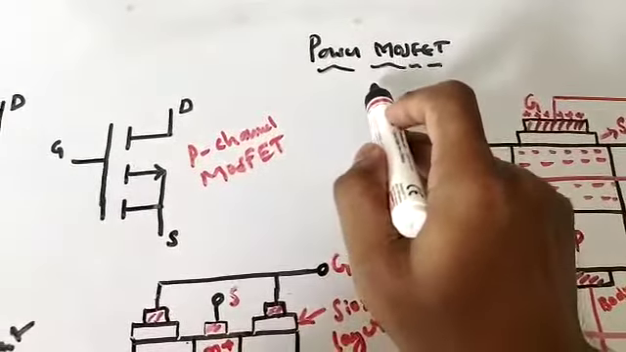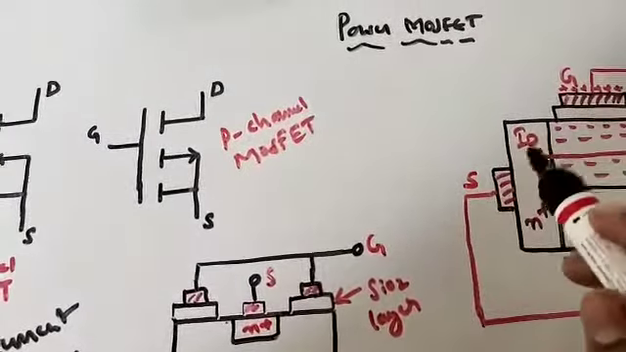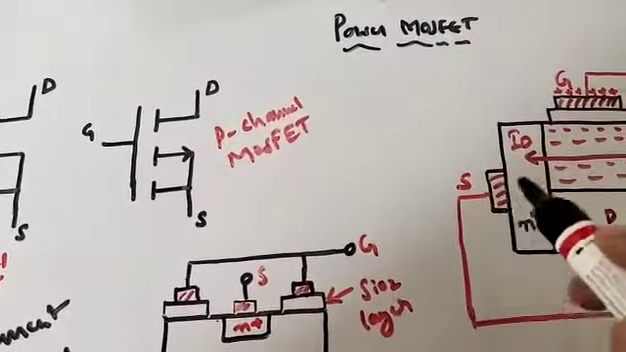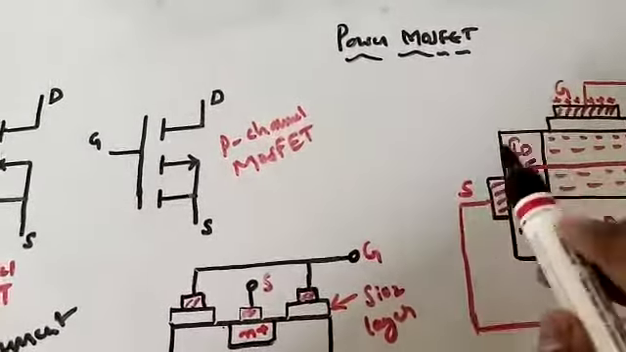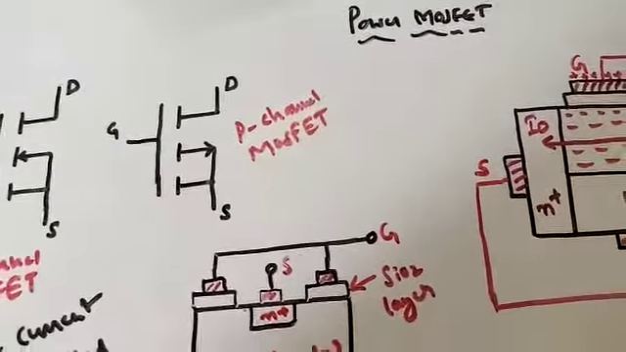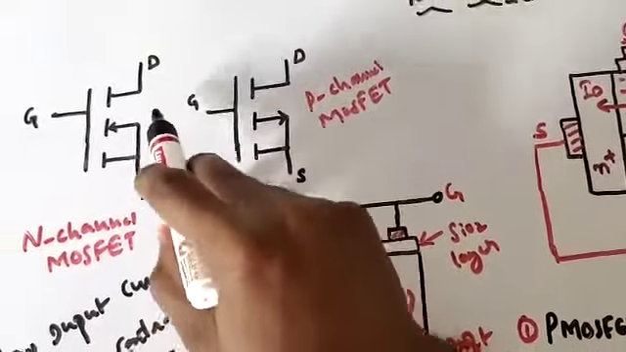Now the topic is power MOSFET, right? So I'm going to initiate this power MOSFET, and in this particular lecture we are going to see the working of power MOSFET and the characteristics of power MOSFET, right? So this is the symbol of power MOSFET. I have this power MOSFET.